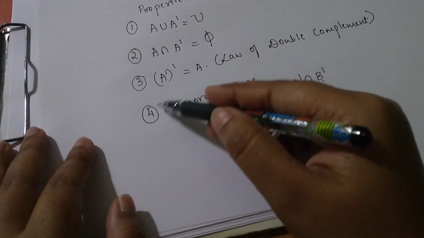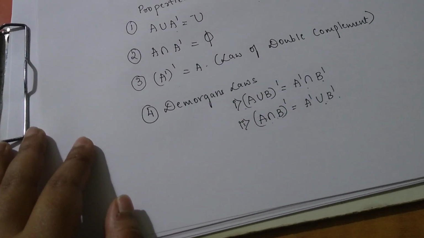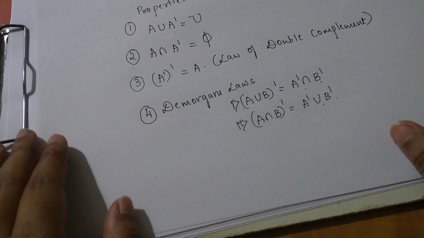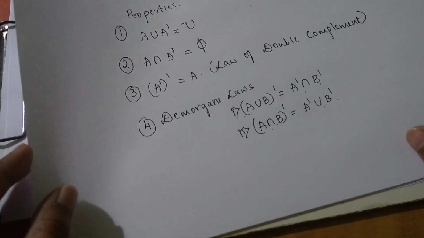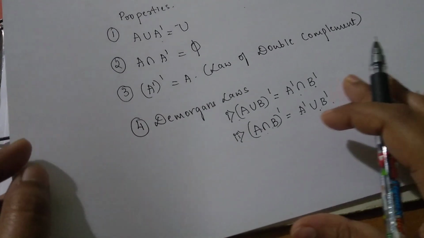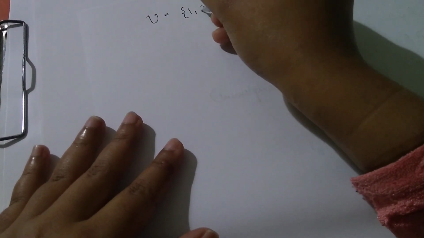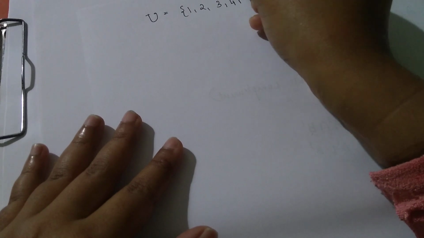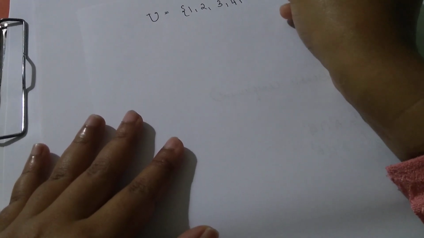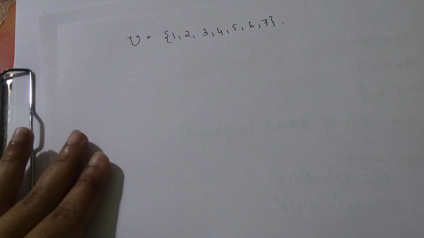Okay, this De Morgan's law I'm going to explain you with an example. How to prove De Morgan's law. Okay, how to verify De Morgan's law. Let me explain you by taking one simple example so that it will be understood more clearly to you all. To explain that I need one universal set. Okay, I take the universal set as 1, 2, 3, 4, 5, 6, 7.